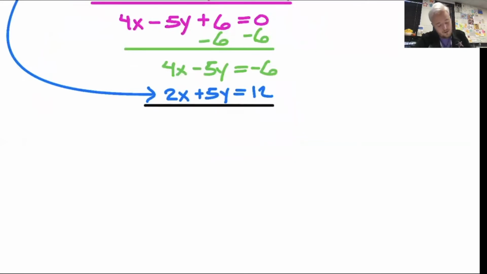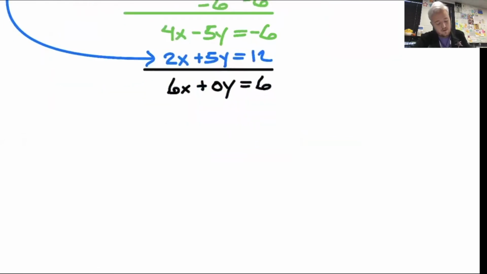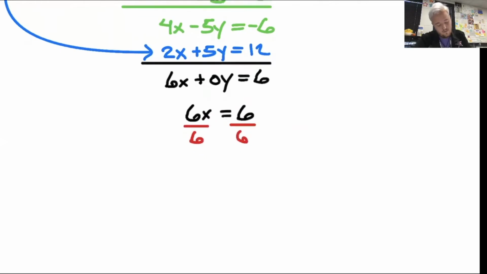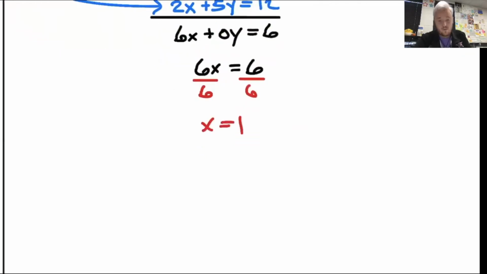So 4x plus 2x gives you 6x. My y's would 0 out, create a 0 pair. And then I'm going to have negative 6 plus 12, which gives me positive 6. So anything times 0 gives me 0. So I have 6x equals 6. Now I want to divide everything by 6. So I'm going to have x equals 1.